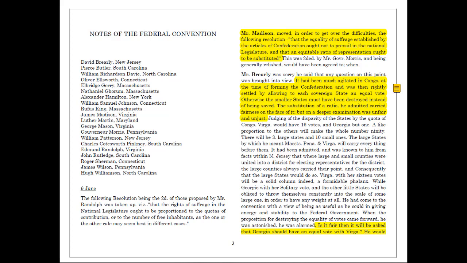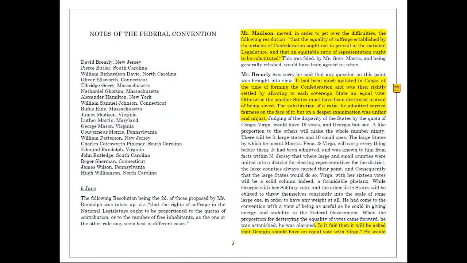"Mr. Madison moved, in order to get over the difficulties, the following resolution: that the equality of suffrage established by the Articles of Confederation ought not to prevail in the national legislature, and that an equitable ratio of representation ought to be substituted." All right, so we want to take a moment to pick apart the 3 essential ideas or concepts that are in this proposal.